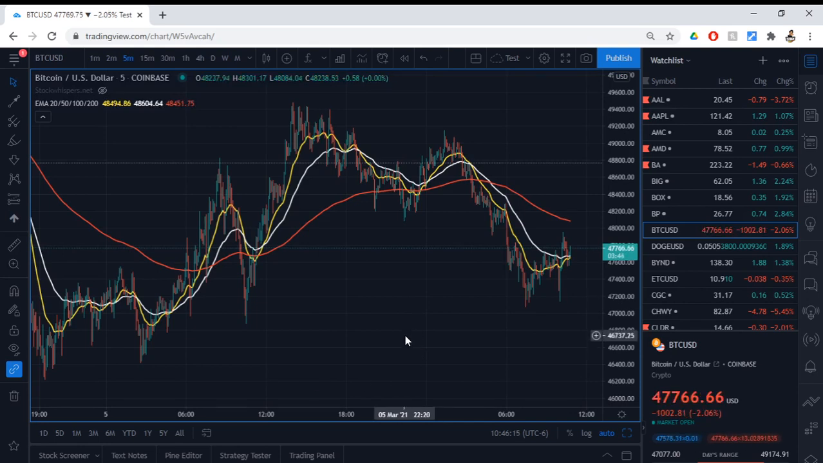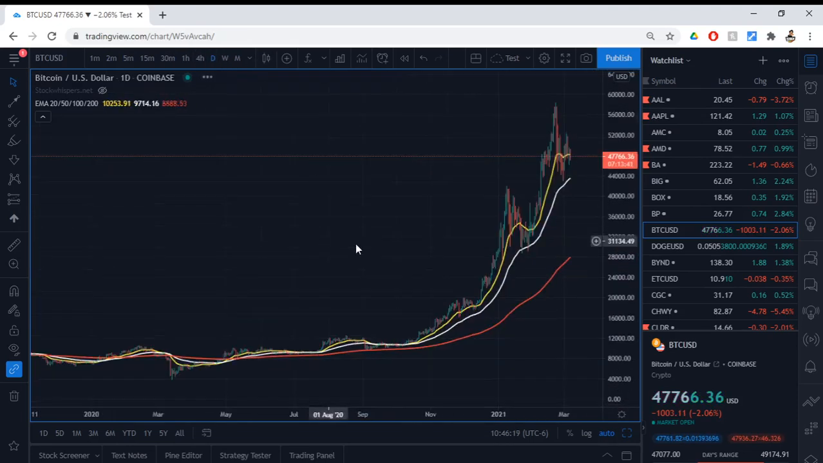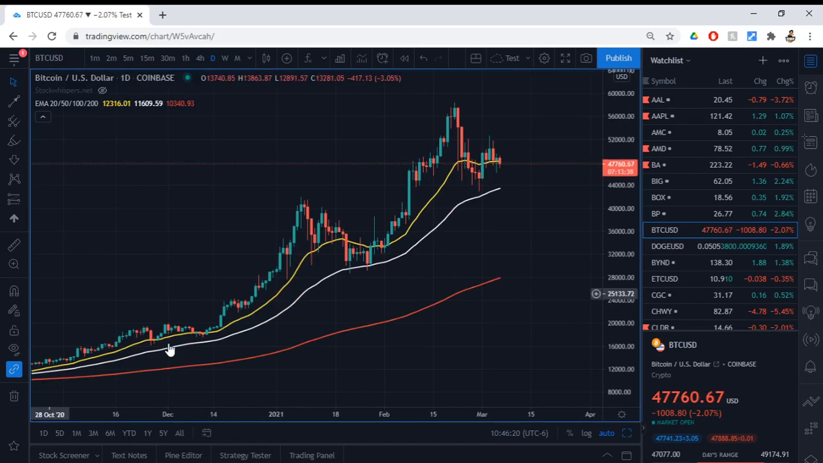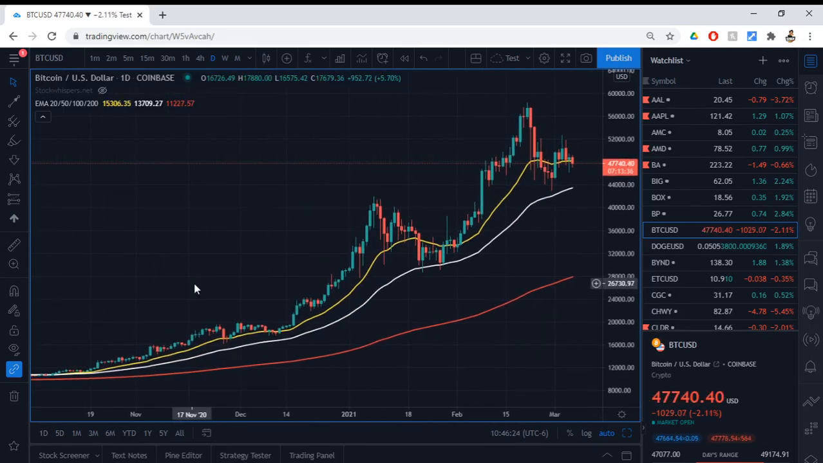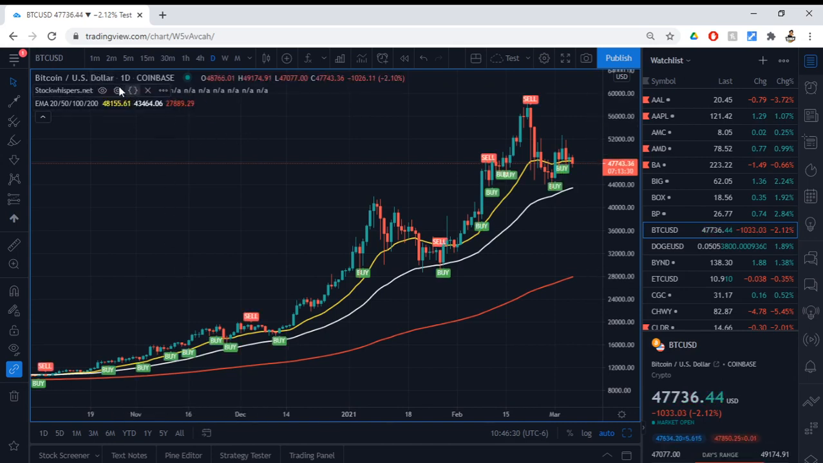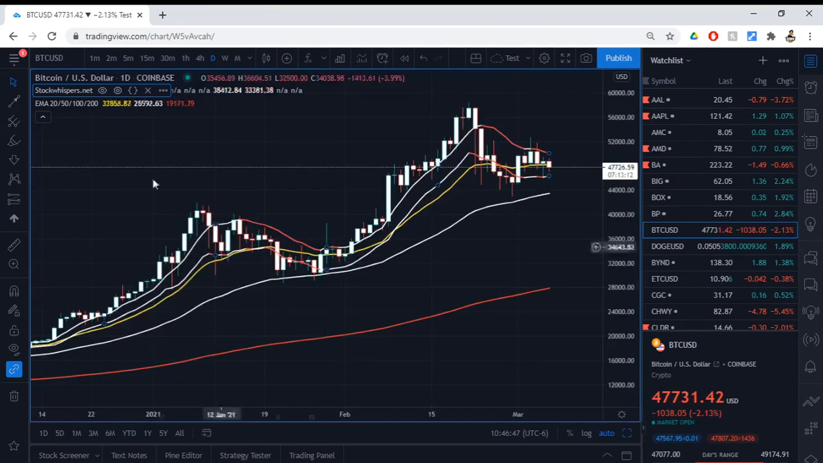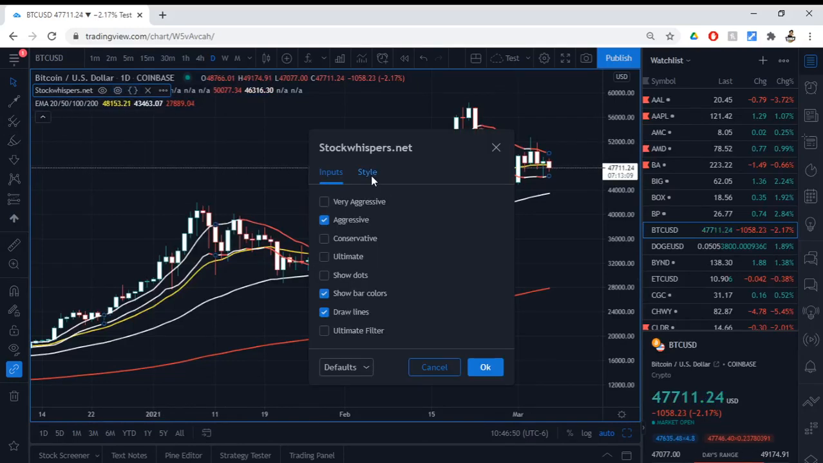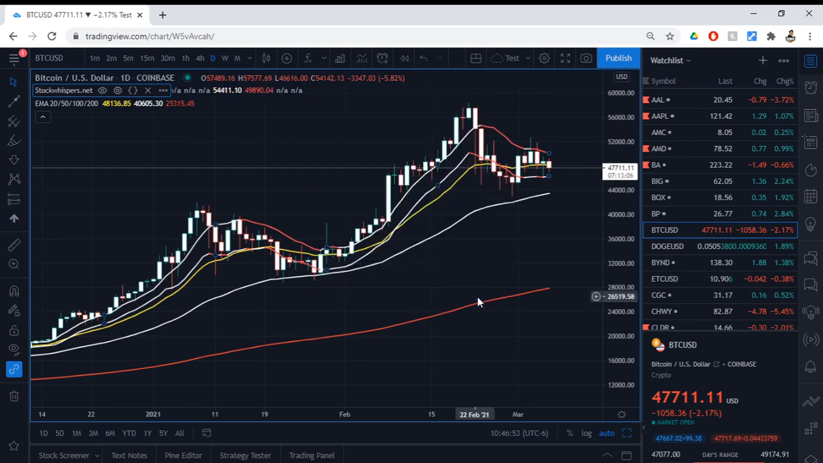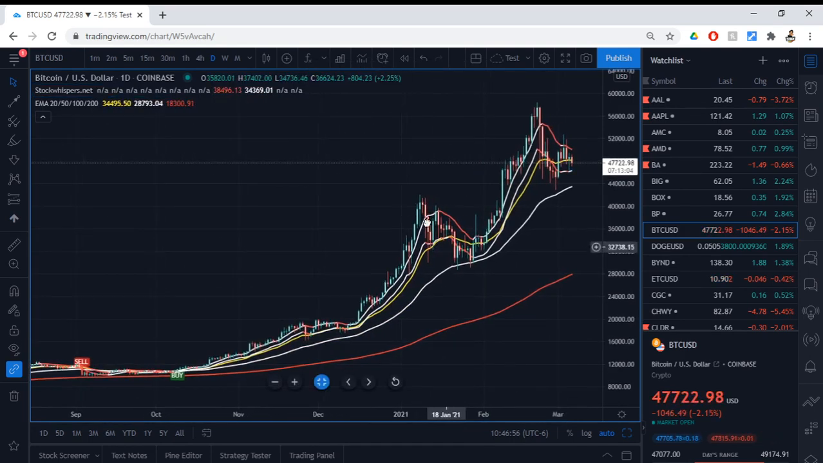So now that we understand a little bit more about moving averages and how they can help us in this strategy, I want to start to go over how the indicator can help us. Okay, so if we have the indicator, very aggressive. I don't recall how this is by default, but I think it's something like this. Yep, so like this.